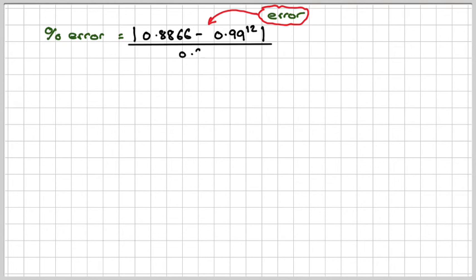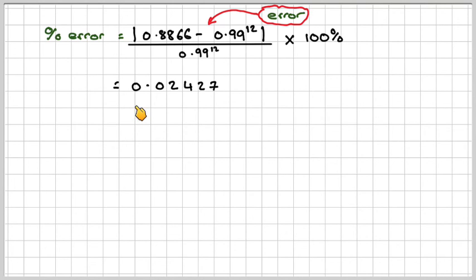Okay, so percentage error is going to be equal to 0.8866 minus the true value, which is 0.99 to the power of 12. You just need to take the difference of these two, the positive difference, so we've got the absolute value function here. This is called the error, and you always express that over the original, the true value. So the true value will be 0.99 to the power of 12, and then we multiply it by 100 to make it a percentage.